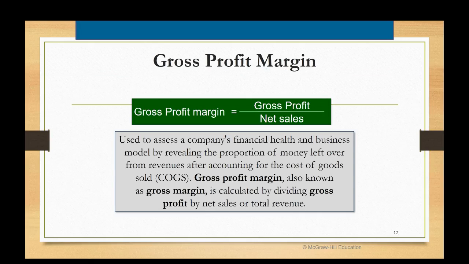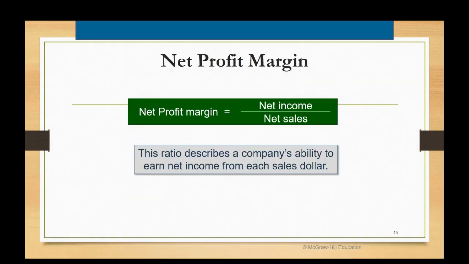And here's a quick review of the ratios that you'll be asked to compute. If this looks familiar, it's because the same ratios were used in a previous problem. In the interest of time, I'm going to go through these rather quickly, but you can stop the video if you need to write any of them down. The gross profit margin is used to assess a company's financial health and business by revealing how much money's left over after accounting for the cost of goods sold. The net profit margin describes a company's ability to earn net income from each sales dollar.